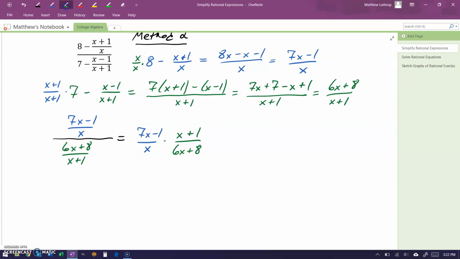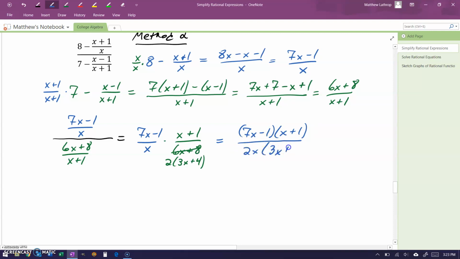In this case, the quantity 6x plus 8, we can factor out a 2, which will leave us with 2 times the quantity 3x plus 4. We don't have anything that will cancel or reduce, so our final answer here will just be the quantity 7x minus 1 times x plus 1 all over 2x times 3x plus 4.